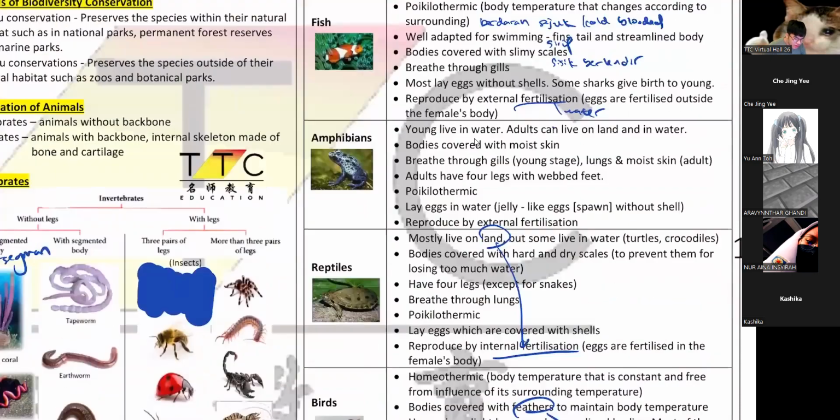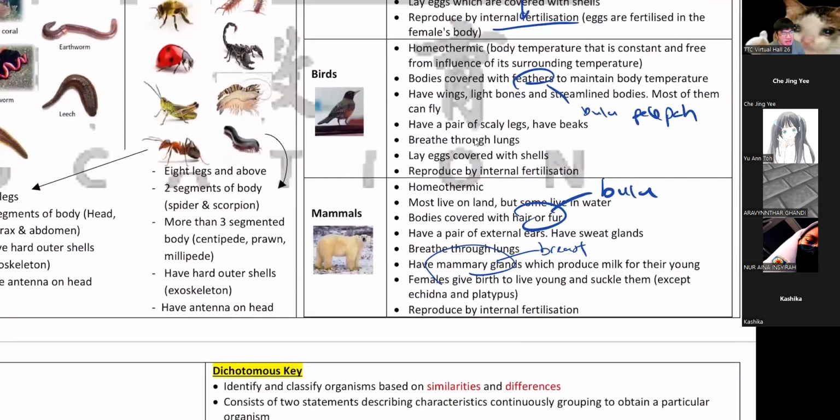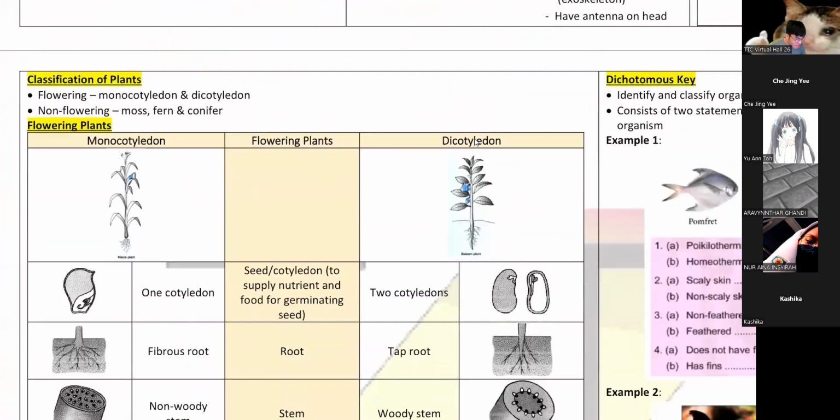Okay, so these five, they're very simple. You have already learned them in your primary school. Your sekolah rendah, you already learned this lah. I mean, it won't take long also, a few minutes, I guess. Okay, anyway, so our plants.